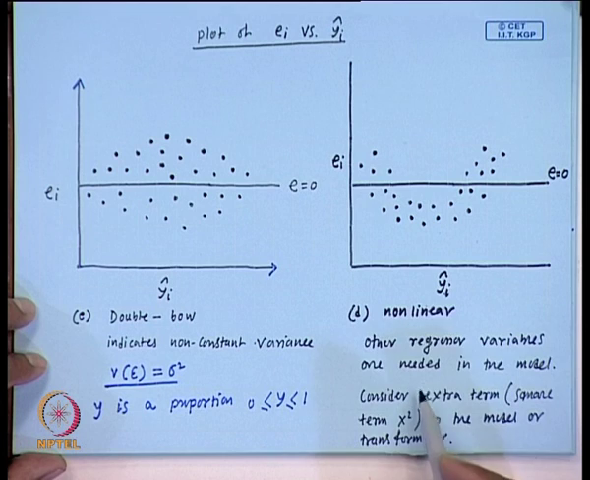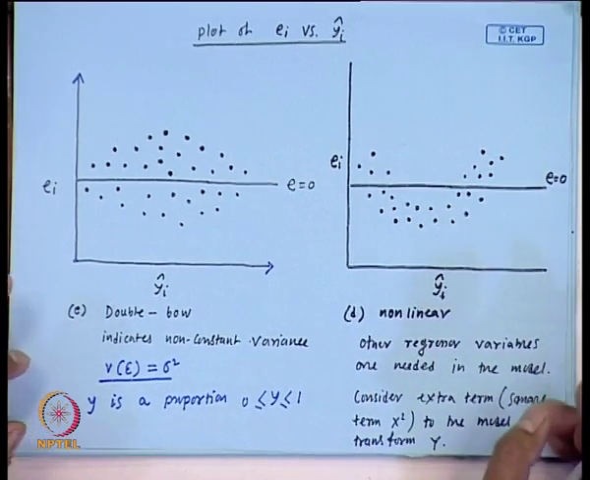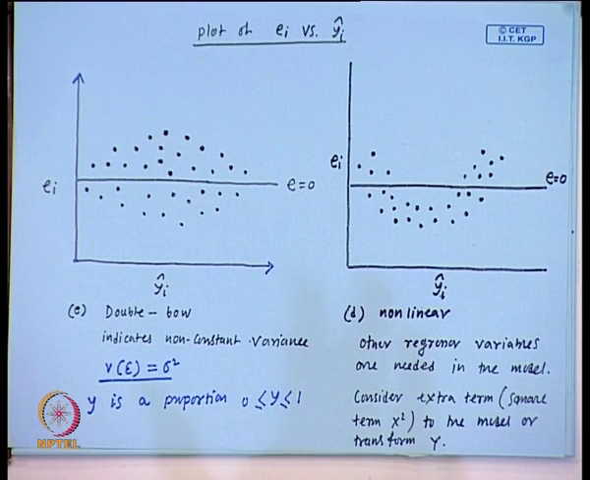Okay. Maybe we will talk regarding these issues again later on, but what this nonlinear pattern indicates is that the relationship between the response variable and the regressor variable is not linear. We need to introduce some other terms like other regressors. For example, you may need to take x square or x cube in the model, or you may need to take a transformation of the response variable y like log y or 1 by y, something like that.